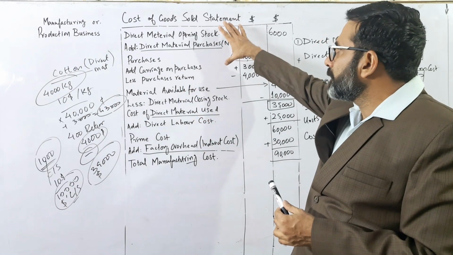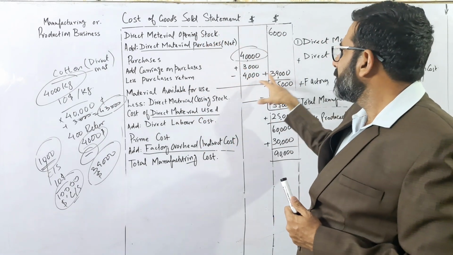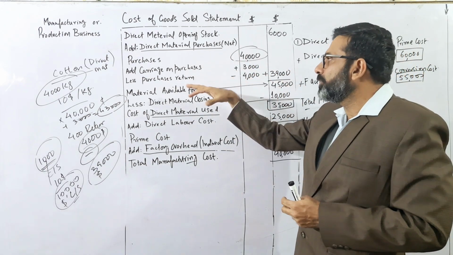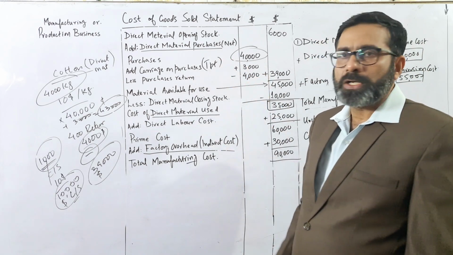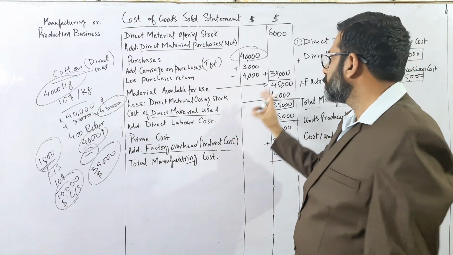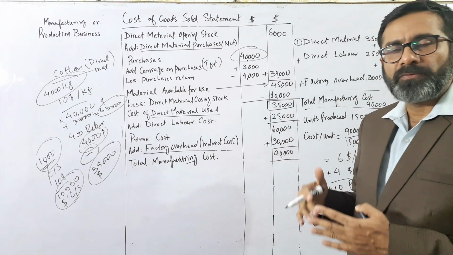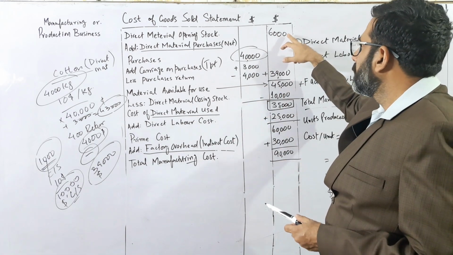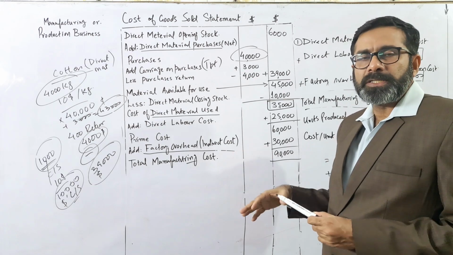We start with the direct material: the opening stock available from the previous period. We add the net purchases, which is the purchases during the year, plus any transport expense or transport cost, and we deduct any purchase return. So we get the net purchases. Then we see how much is available for use. 6,000 was available already, and 39,000 they purchased, the net purchases during this period.